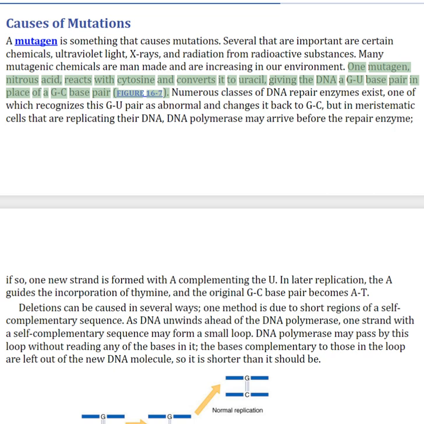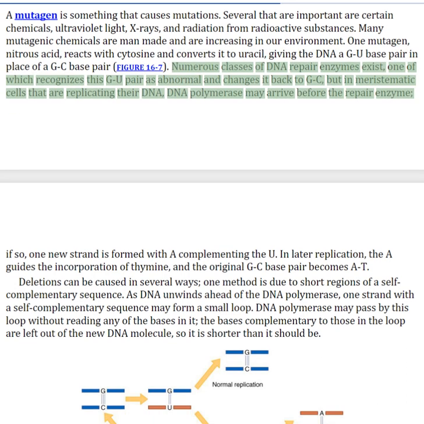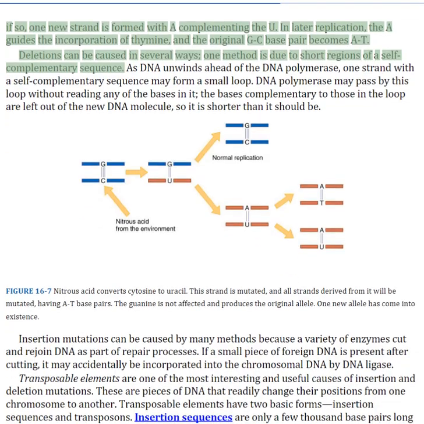One mutagen, nitrous acid, reacts with cytosine and converts it to uracil, giving the DNA a GU base pair in place of a GC base pair. Numerous classes of DNA repair enzymes exist, one of which recognizes this GU pair as abnormal and changes it back to GC, but in meristematic cells that are replicating their DNA, DNA polymerase may arrive before the repair enzyme. If so, one new strand is formed with an A complementing the U. In later replication, the A guides the incorporation of thymine, and the original GC base pair becomes AT.